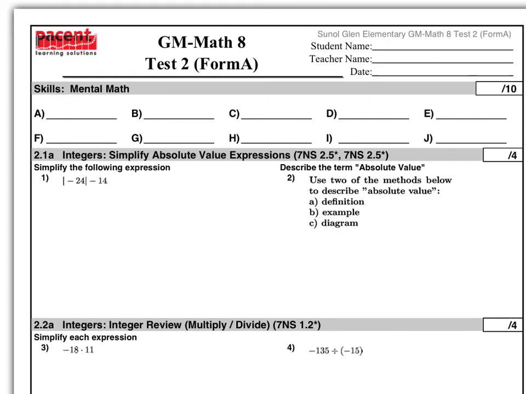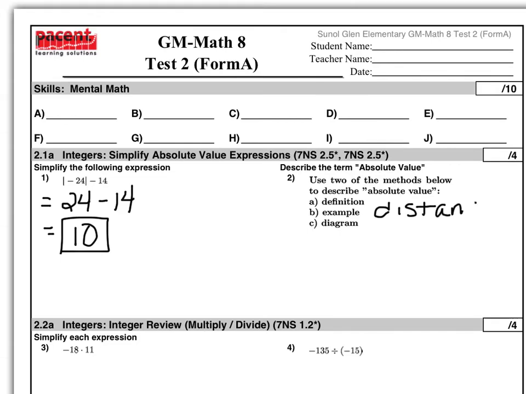So problem number 1, remember the steps for these absolute values, you have to solve what's in the grouping symbol. So the absolute value of -24 is 24, and then you keep your subtraction sign and your 14. And so 24 minus 14 is a +10. Now, for the 2 methods for the absolute value, I was looking for, if you wanted to do the definition, you would have said it's the distance from 0 or away from 0. Okay, that would be the definition.